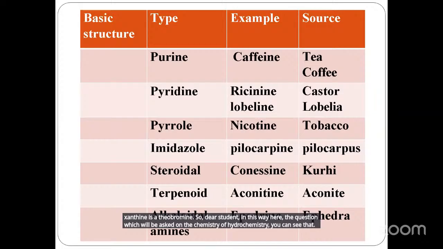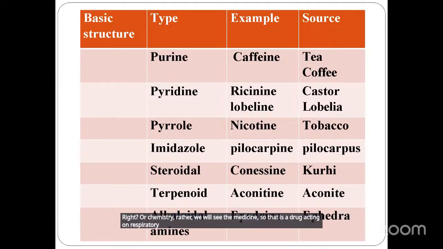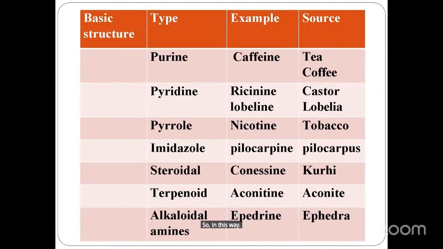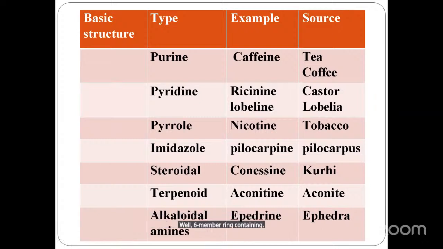Or if we see the medicine, caffeine is a drug acting on the respiratory system. So in this way you have to go. Next, particularly, there is pyridine. As you know, pyridine is a six-member ring containing unsaturation and nitrogen.